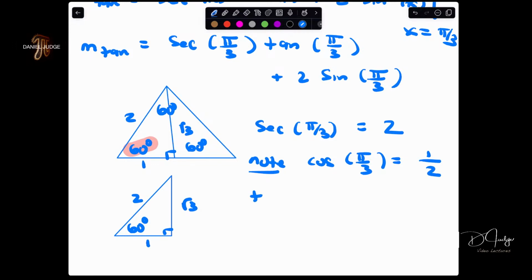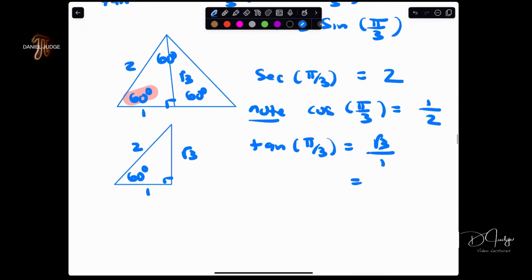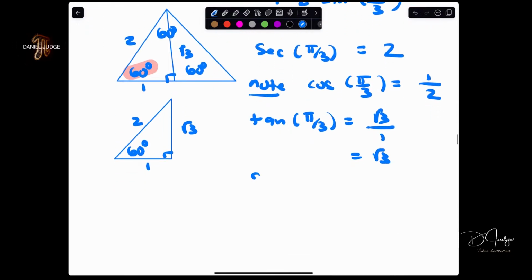Now, tangent of 60 degrees is opposite over adjacent. So it's just the square root of 3. Sine of 60 degrees is opposite over hypotenuse. Okay, so we're looking at this right triangle.